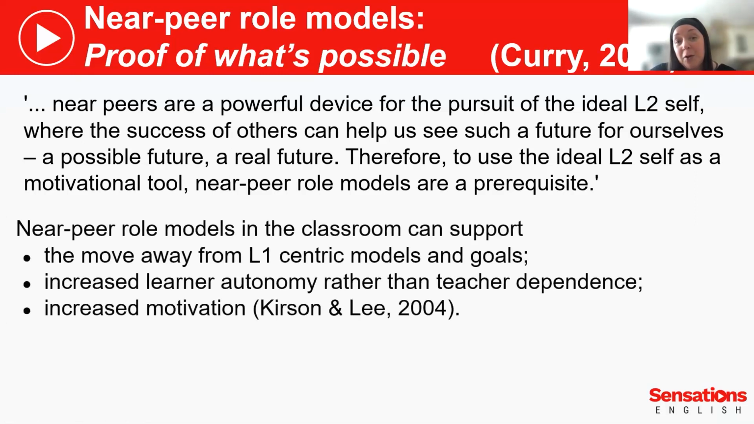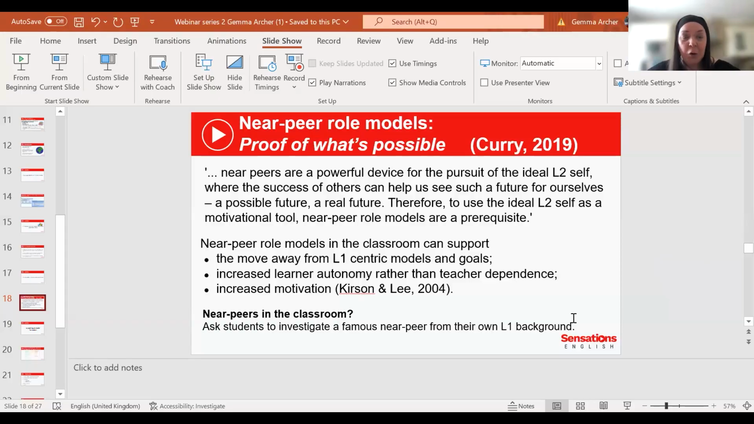Near-peer role models in the classroom can also be helpful because they focus us on a realistic model and a realistic goal rather than this native-like goal that we were so concerned about. It increases learner autonomy because students are encouraged to go out and find a near-peer role model for themselves. We are not spoon-feeding it to them, saying, look at this person, what do you think about it? We're encouraging them to find this for themselves. And as I've mentioned already, this can be really motivating for students because they see someone like themselves who is succeeding. That can be more inspiring than a native speaker model in many instances.